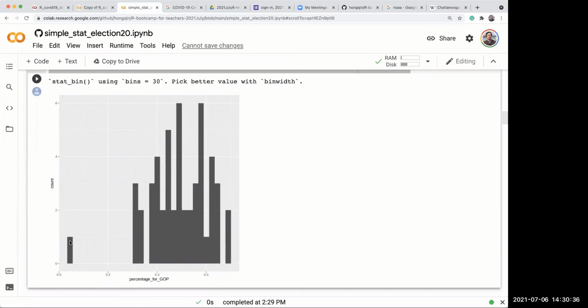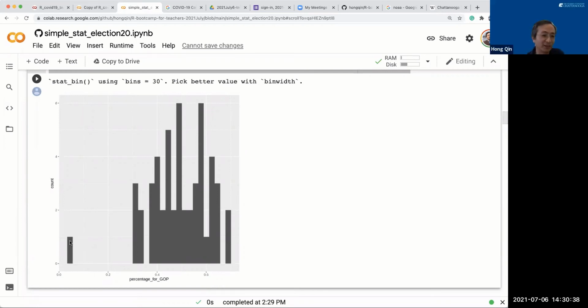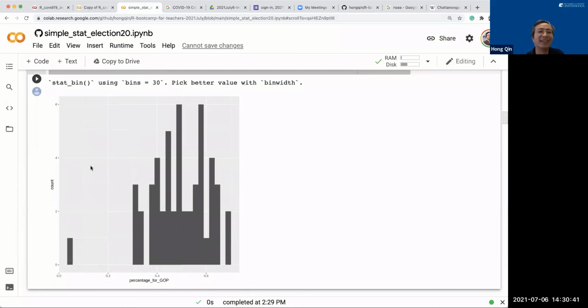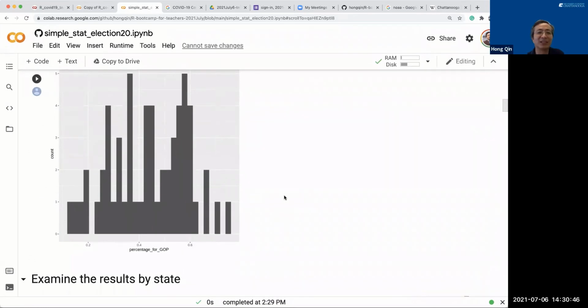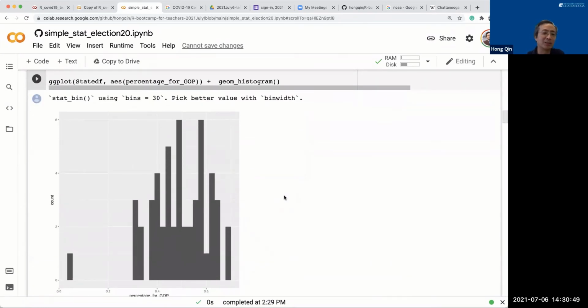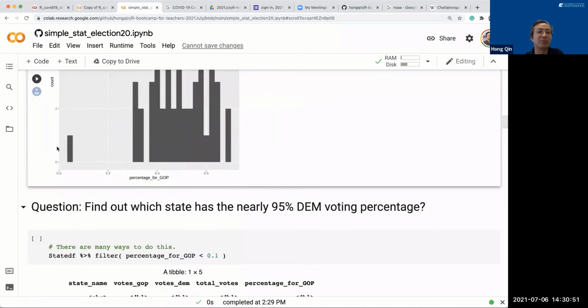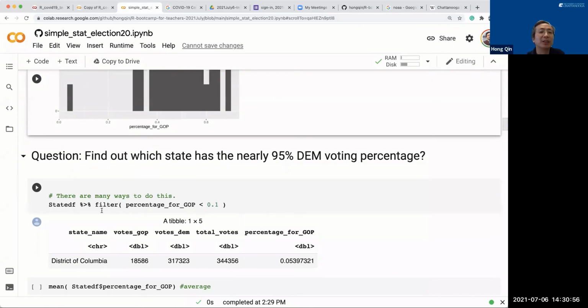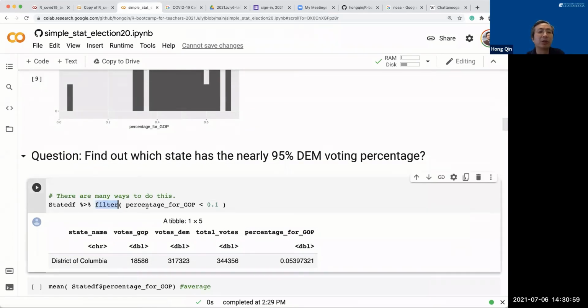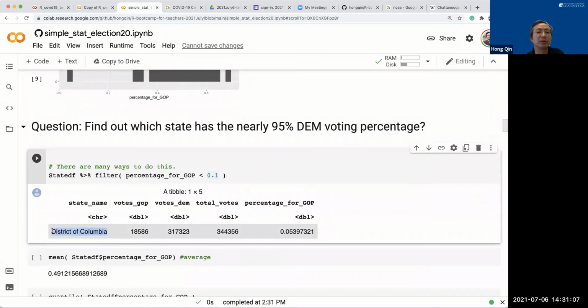I guess Oregon. It's actually not a state. It's the District of Columbia. In the data set it's listed at the state level because it doesn't belong to any state, but it's part of the country. So how do we find that one out? We can filter percentage GOP less than 0.1. That would be that state. It's the District of Columbia. In fact, 5.4% goes for GOP.